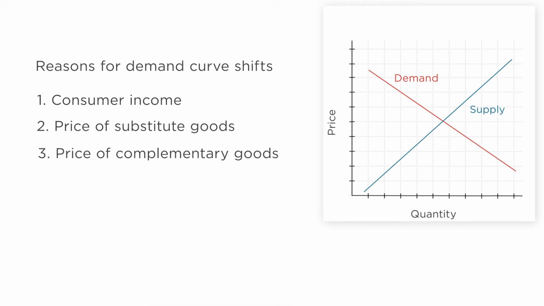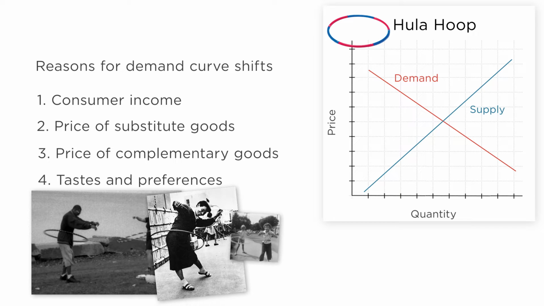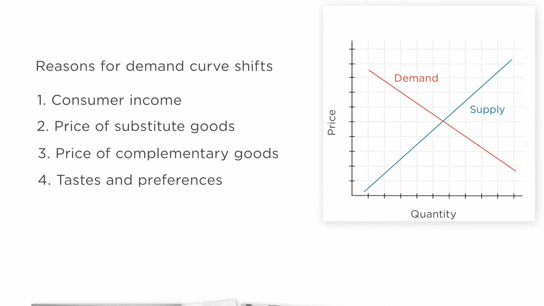A change in tastes and preferences will also cause the demand curve to shift. In the late 1950s, there was a hula hoop craze. Suddenly, everybody wanted a hula hoop. This caused the demand curve to shift way up. Another reason demand can shift is if the number of consumers changes.